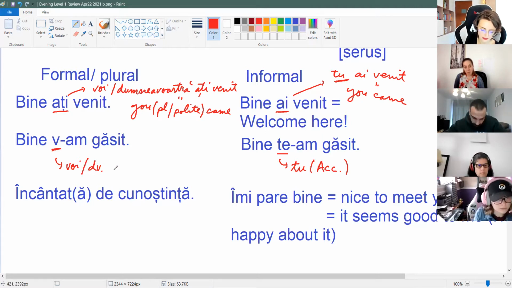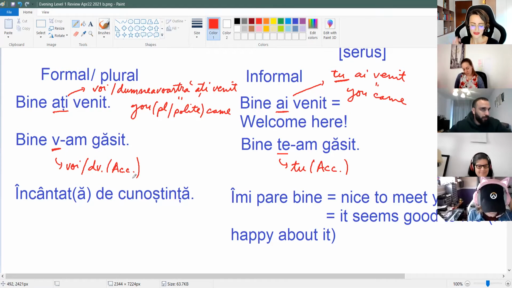See how I'm writing "dumneavoastră" with a DV in accusative, which we will do a long time from now, so don't worry about it. What is important for now is that you know this distinction. "Bine ai venit", "bine ați venit". "Bine te-am găsit", "bine v-am găsit". And you realize when it's more polite and when it's just casual.